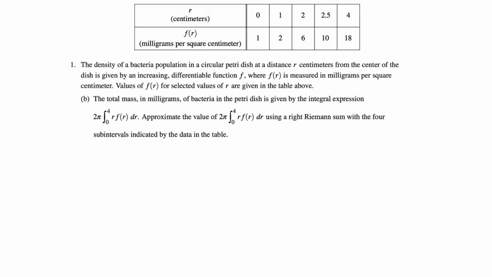So part B of this question asks us to find the total mass in milligrams of the bacteria in the petri dish, and they want us to evaluate this gnarly integral. It looks like something that you probably haven't done in class, but then you see the phrase right Riemann sum, so maybe this is something that we can do, right? Normally when I get a question like this, I start off by drawing a sketch of the graph.